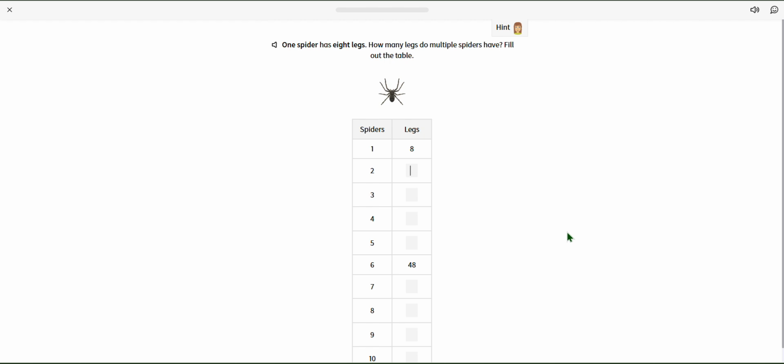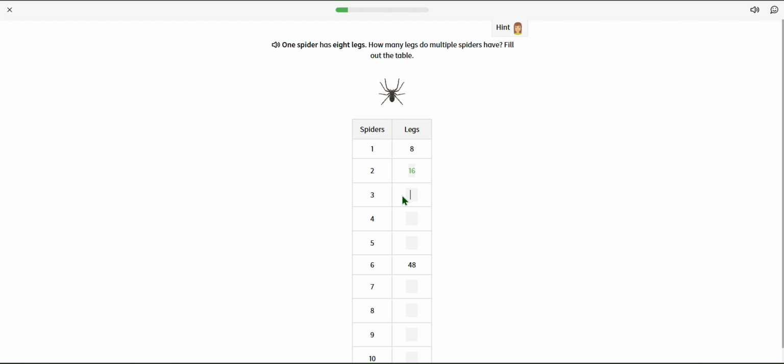Fill out the table. So for every one spider, that is a group, we're talking about groups of legs, it has 8 legs. So our next one, if one has 8, then our next one is 2. This is in correspondence to 2 times 8. That being said, what is the equivalent of 2 times 8 or 2 groups of 8? That would be 16.